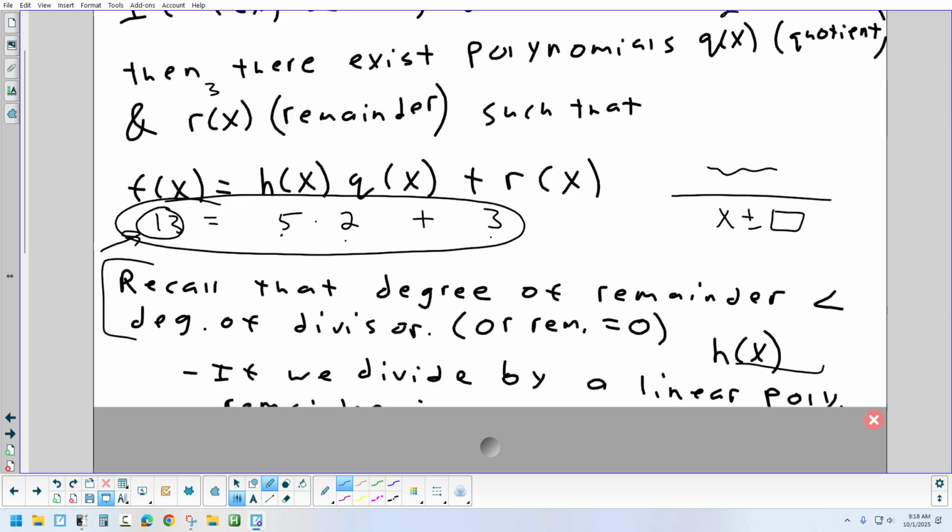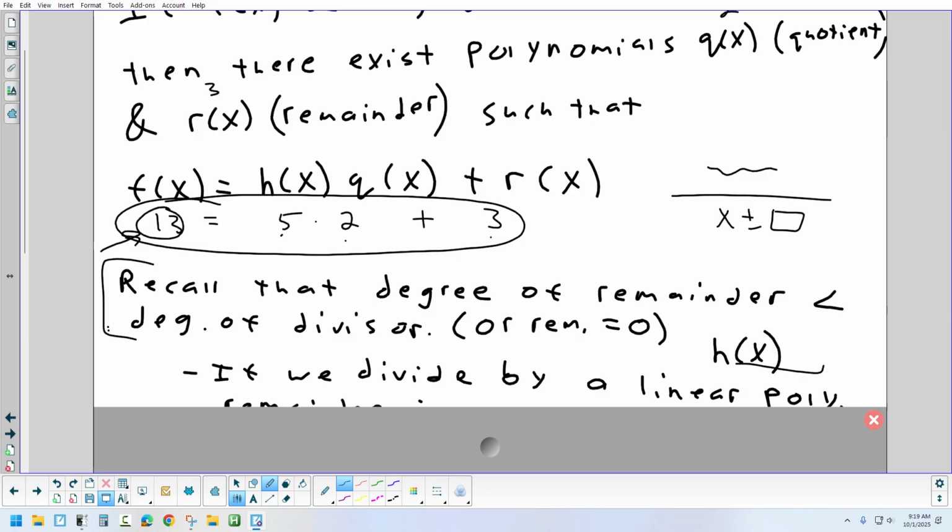Positive. We don't know if it's going to be positive or negative. That we don't know. Could come out either. We don't know if it's a fraction or not a fraction. We don't know anything like that. But we do know something. If you divide by something linear, you will always get a certain kind of remainder based on that fact.